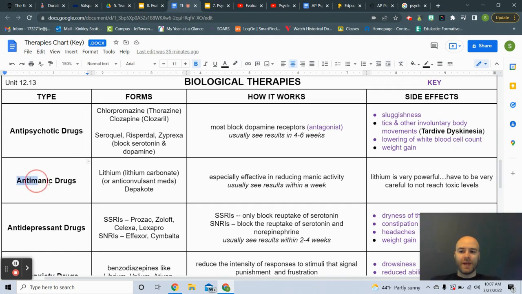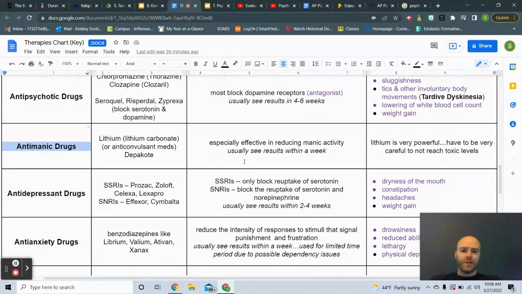Next up, we have anti-manic drugs. Anti-manic, think of mania and what that's associated with. You should think of bipolar disorder, right? Lithium goes with bipolar, right? Or that's one of the most popular treatments for bipolar disorder. It's especially effective in reducing manic activity. However, lithium is very powerful, so you have to be very careful not to reach toxic levels within the blood and in the brain.